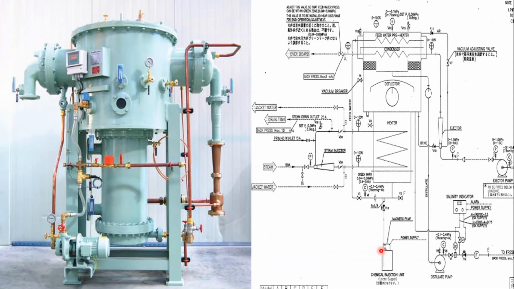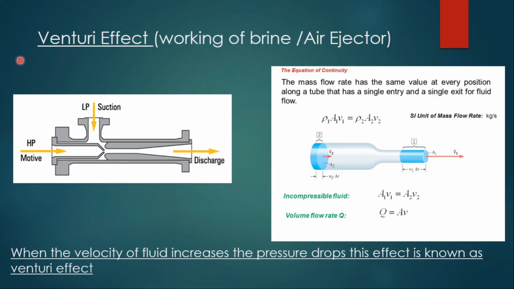Now here we will discuss the air brine ejector and the Venturi effect. This is how the air brine ejector looks in a sectional view. From this opening, high pressure liquid, that is seawater, enters and gets discharged through here, and due to this a low pressure is created here, and it sucks the air and brine from here. We will see how this happens.